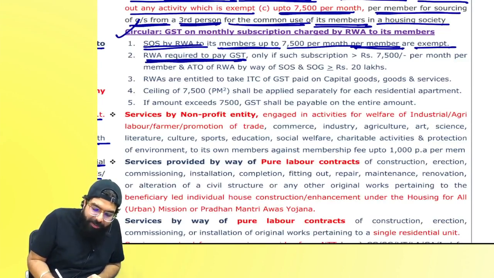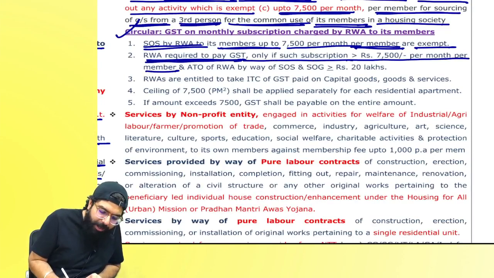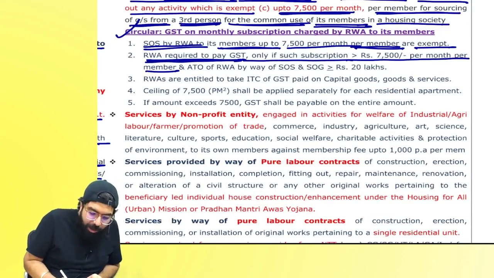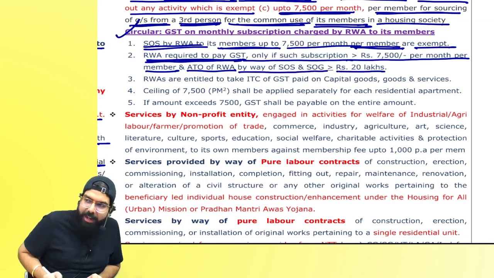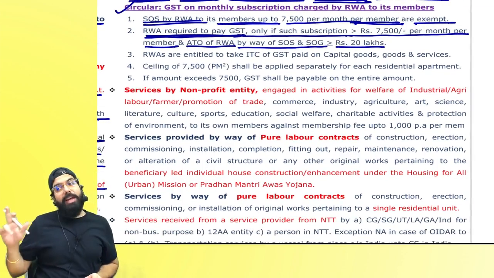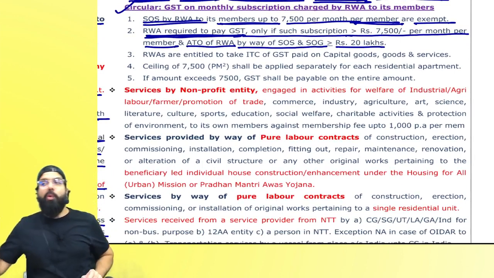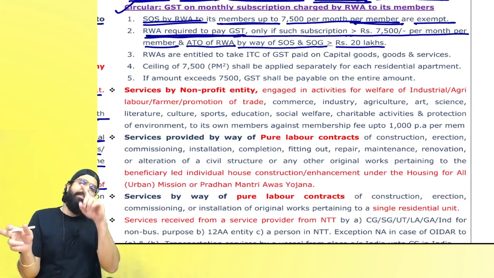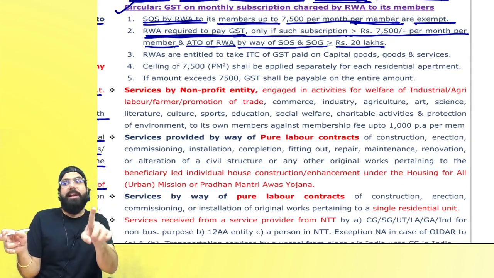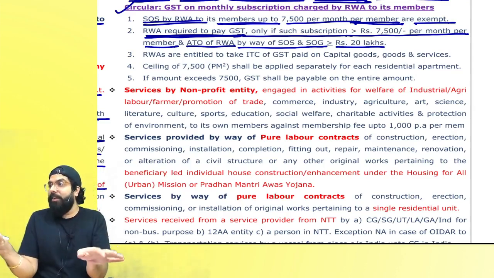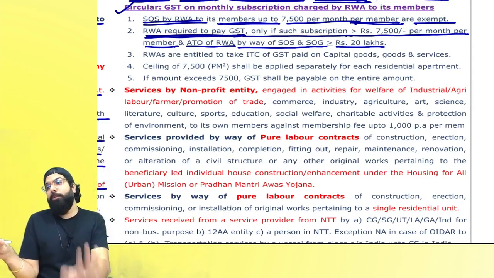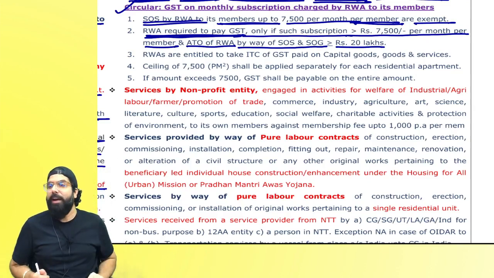RWA is required to pay GST only if the subscription charges are more than 7,500 per month per member, and the aggregate turnover of the RWA by way of supply of service and goods has exceeded 20 lakh. Only then they are required to take registration. Once they take registration, only then, if they are charging more than 7,500, they are required to charge GST. If they are registered but charging up to 7,500, it will always be exempted.